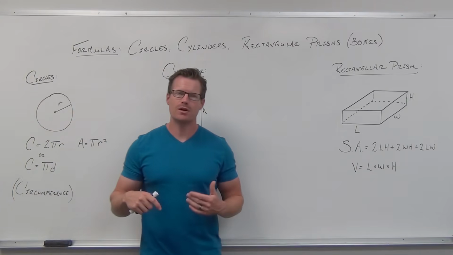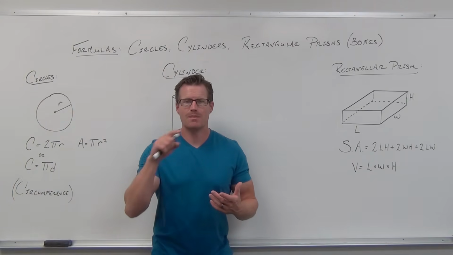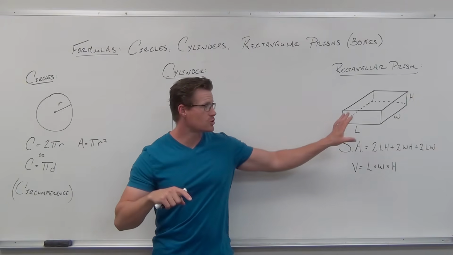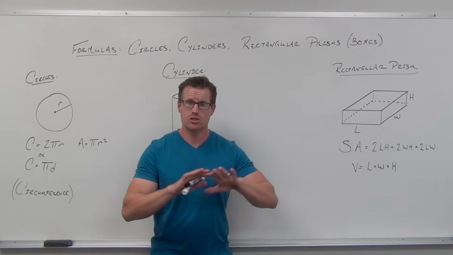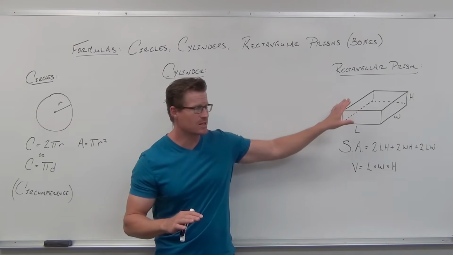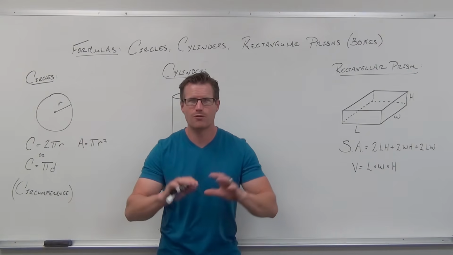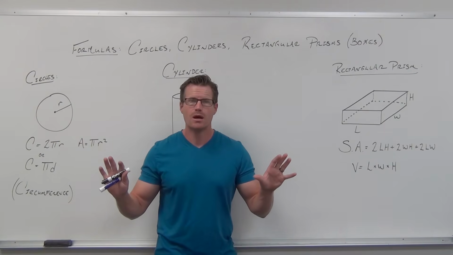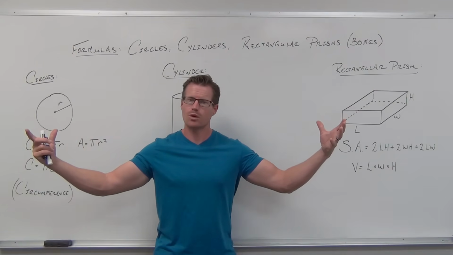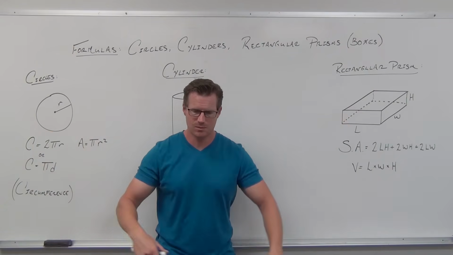So perimeter and circumference is the amount of distance around a figure. Area and surface area is the amount of surface that something has, the amount that it would cover. So the amount each side would cover, or the amount that the shape covers on a flat surface. The amount of volume is the amount of space that something takes up. So we're going to start with circles and discuss a little bit about them.